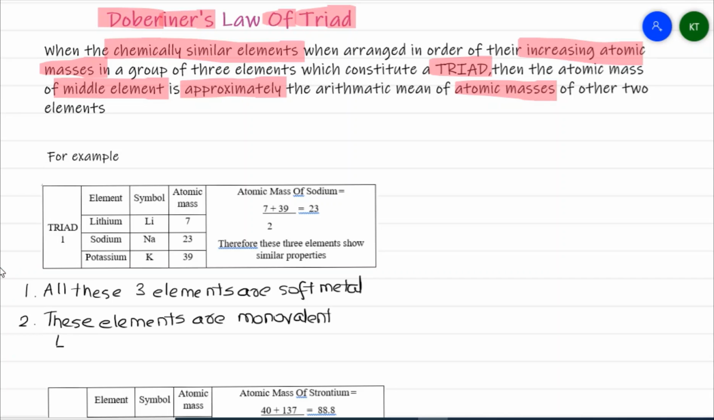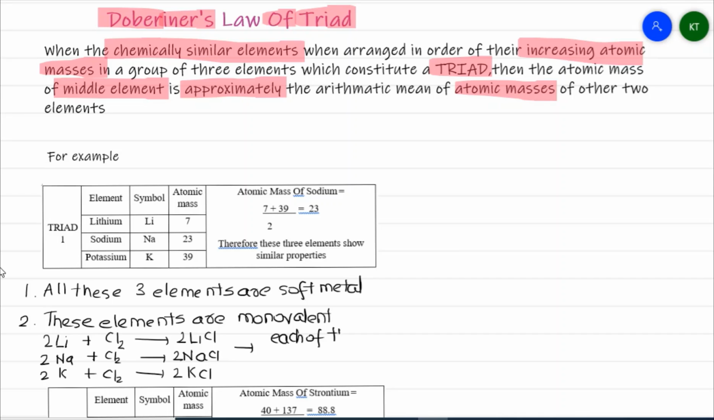So let me take lithium, sodium, potassium. These three elements I am combining with chlorine. So I get a compound lithium chloride, sodium chloride, and potassium chloride. To balance this, I'll multiply here by 2 and here also by 2, and in potassium also I'll multiply by 2. Now you observe that each of these atoms combines with one chlorine. So I can say they are monovalent in nature.